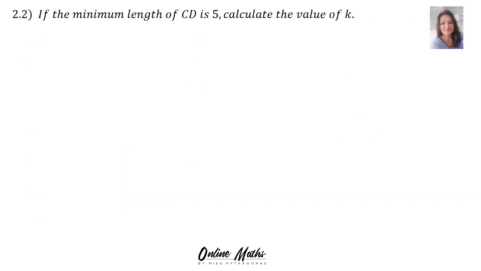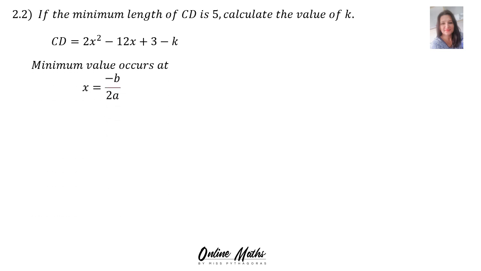2.2. If the minimum length of CD is 5, calculate the value of k. So this means the minimum length is given and we have to find a value of k. So again, there is our expression from the previous sum, and remember, minimum or maximum is a turning point. So we will start by working out the x of the turning point, since this is where the minimum will occur, and x is minus b over 2a.